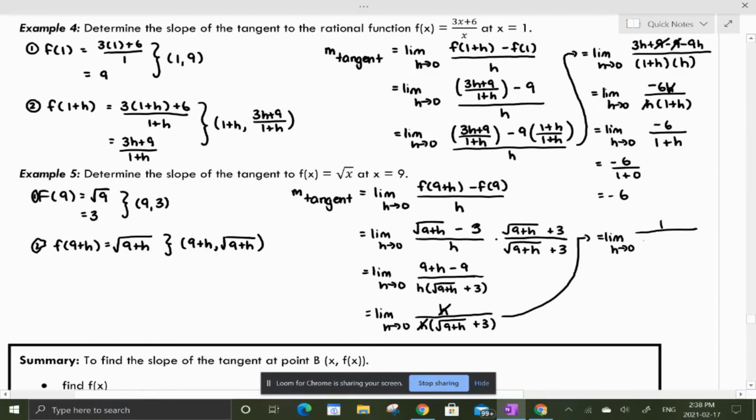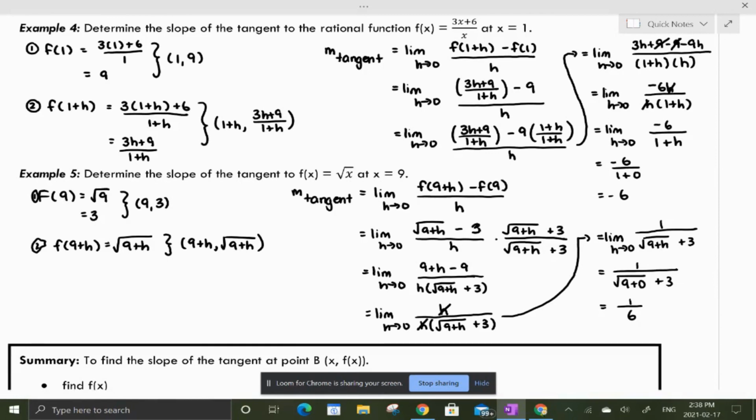At this point, I notice, hey, if I plug in h equals 0, it's not going to cause us any problems. So I'm going to plug in exactly that. So I'm going to get 9 plus 0, and then plus 3, and that's going to give me 1 over 6. So the slope of the tangent to f of x equals square root x at x equals 9 is 1 over 6.